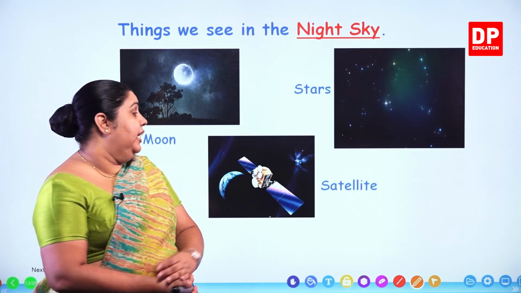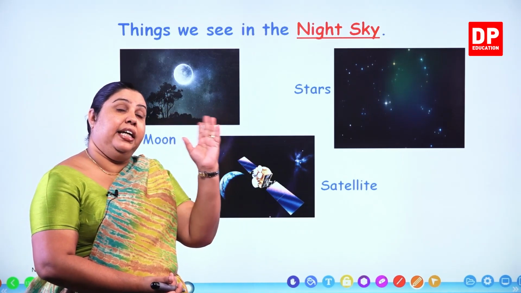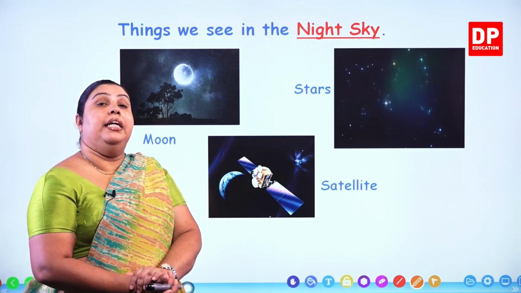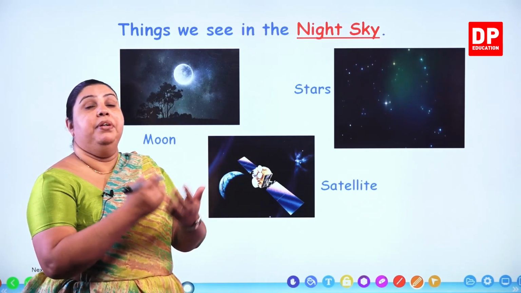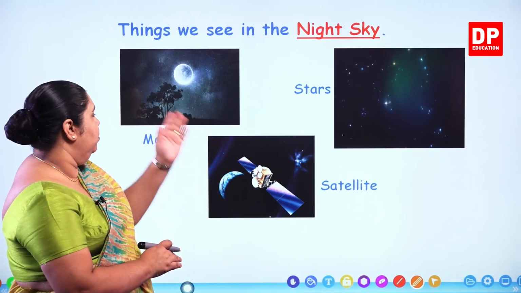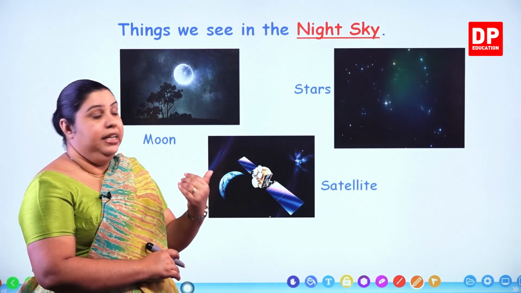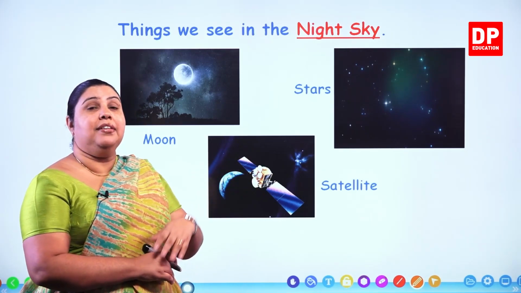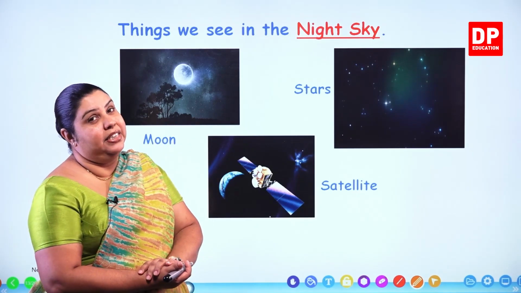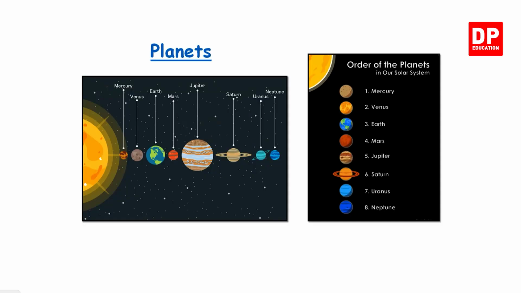Then we can see satellites. They are called satellites, right? These satellites help us to learn about the different things in the sky. They help us to study about the space. Now, dear, satellites sometimes appear to us like a light, a small glow, at night. But they travel, we can see them only in the night sky.